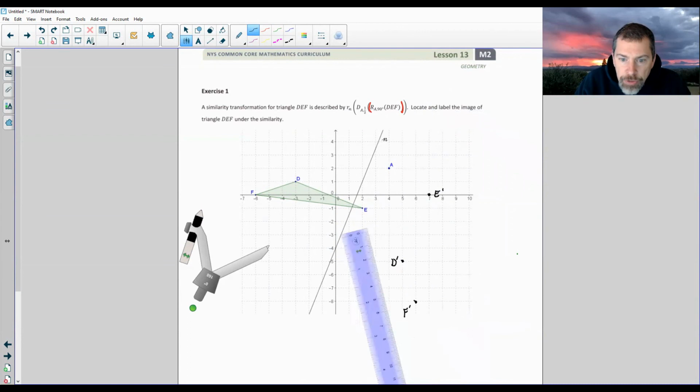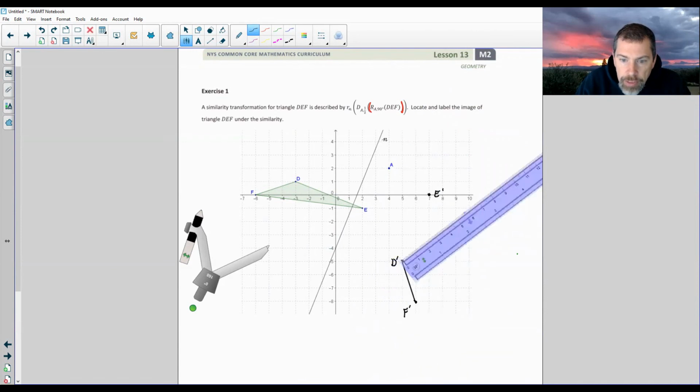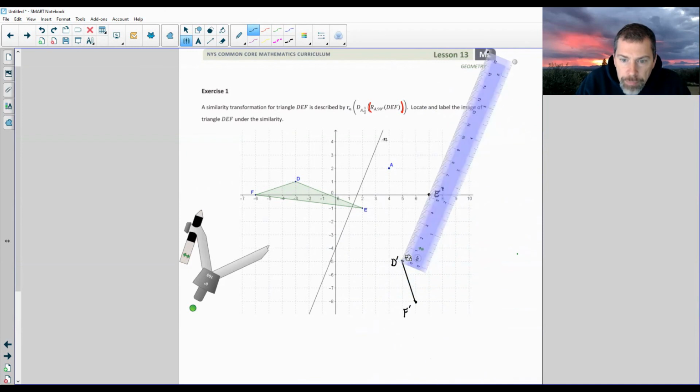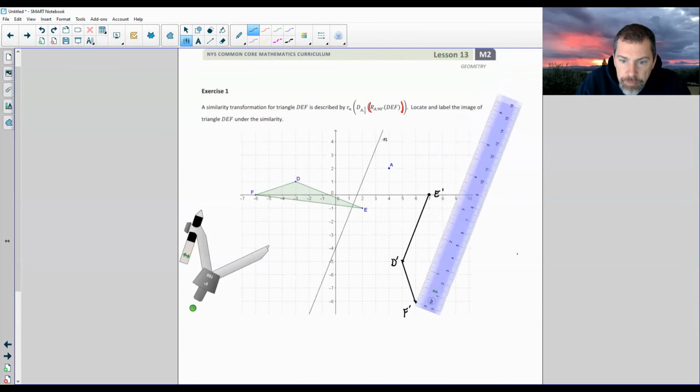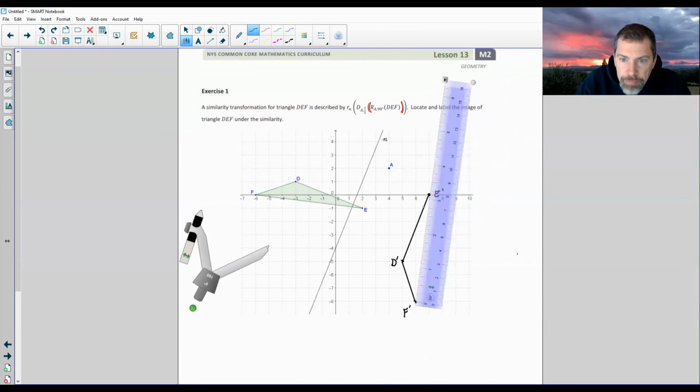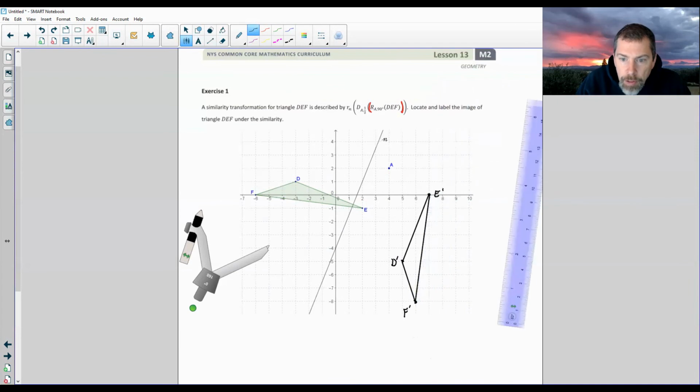So now all I have to do is create the triangle by connecting the dots. There's D prime F prime. Here's D prime E prime. And finally, F prime E prime. Okay, so there is a 90-degree rotation about A, forming triangle D prime, E prime, F prime. So this section is what we just did.